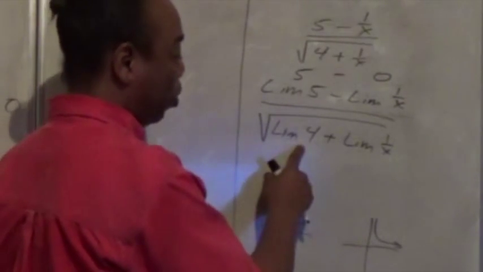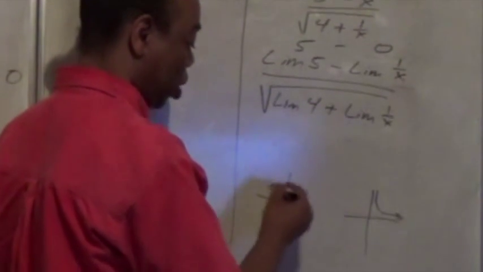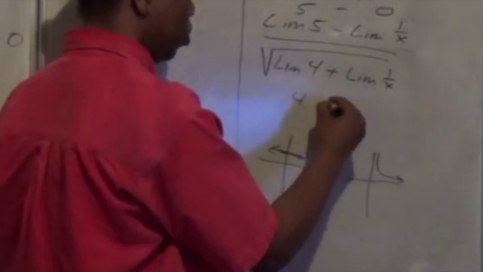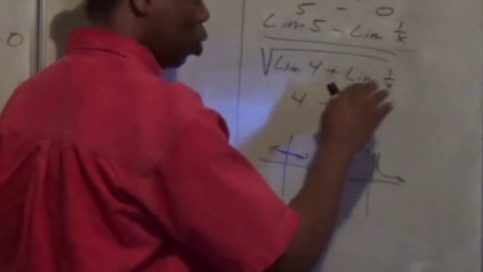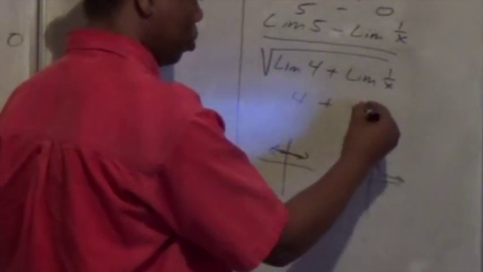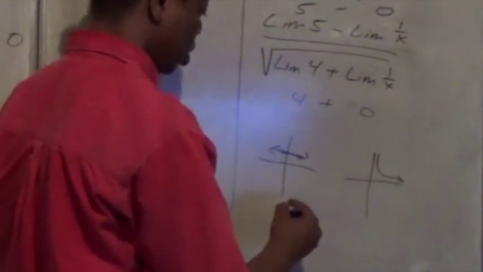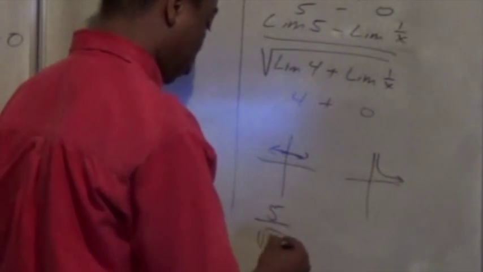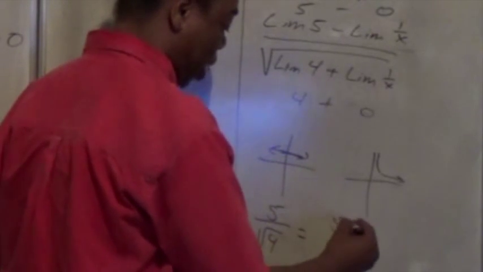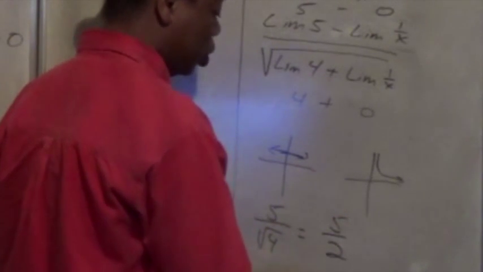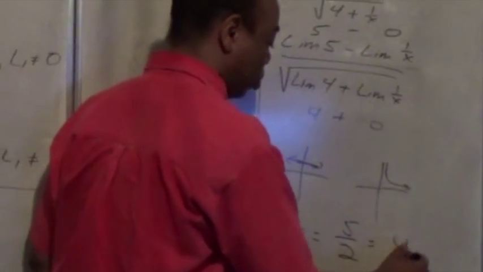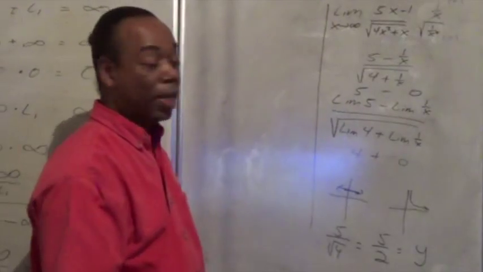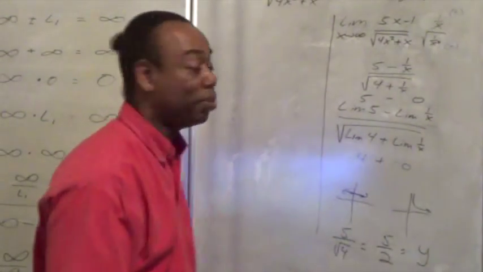The limit of 4, which is a constant function, right here, as you go out to positive infinity, remains 4. And the limit of 1 over x as you go out to the positive direction will again be 0. So what we have here is a 5 all over the square root of 4, which will be 5 over 2. So this is the horizontal asymptote going to the right. Now let's look at the other side, what's happening at the left side.